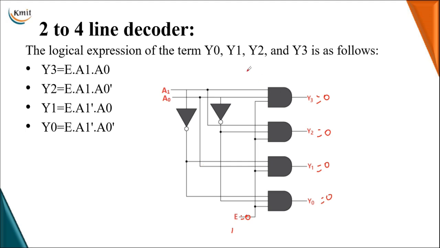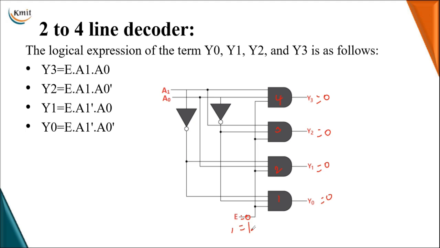Next, in order to decode your inputs at the output, we make sure the enable input is 1. Now when the enable input is 1, the output of each AND gate depends on your applied inputs A1 and A0. Now here Y0 is logic 1 whenever you apply A1 bar and A0 bar, as we connected. This line belongs to A0 bar and this line belongs to A1 bar.